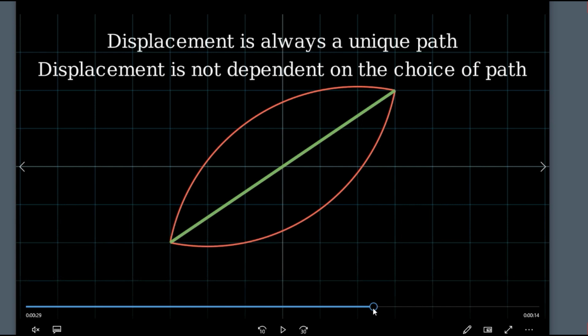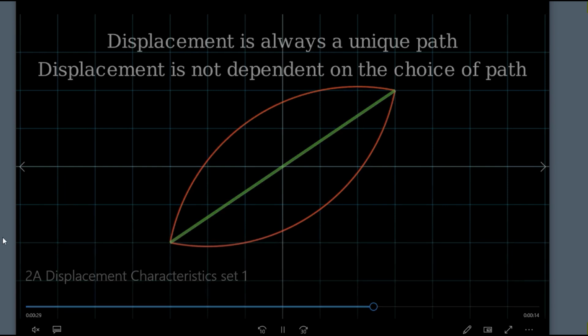It's always a unique path. If the starting point and the ending point are the same, it is fixed. There is only one way that the displacement can be considered. But the distance can have infinite possibilities. There are infinite ways to go and reach the destination.